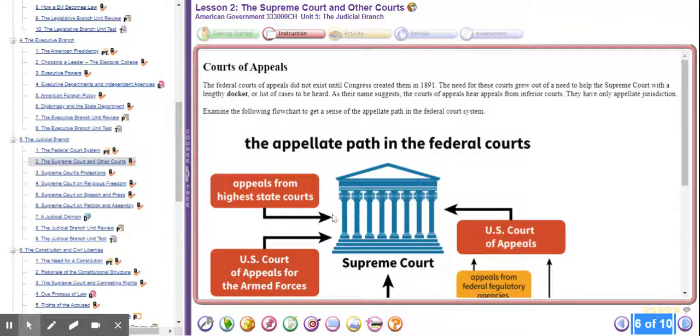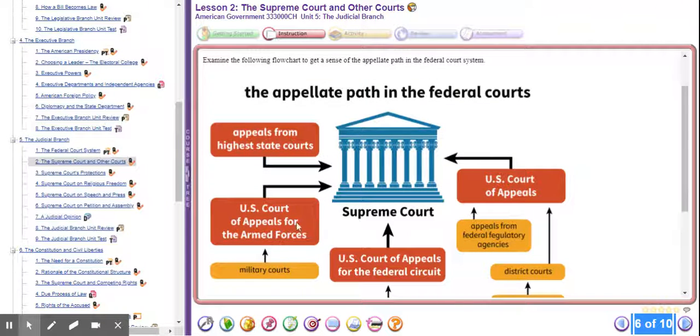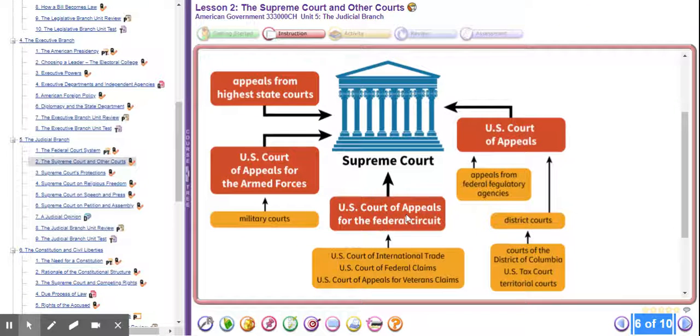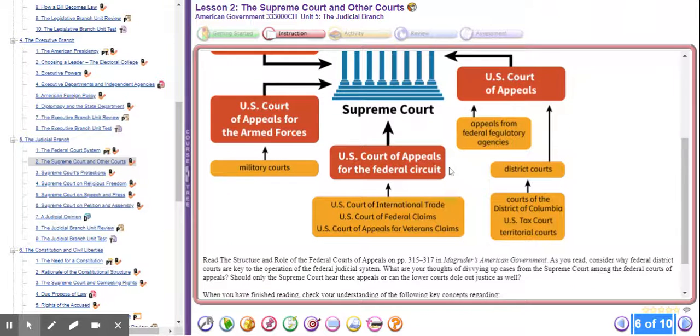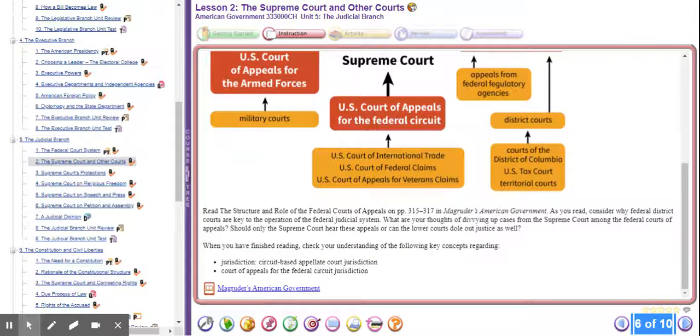Well, the Supreme Court can hear appeals from state courts, the U.S. Court of Appeals for the Armed Forces, which are military courts. The Supreme Court could hear from the U.S. Court of Appeals for the Federal Circuit, or the U.S. Court of Appeals. So there's all these different things that kind of feed into the Supreme Court. But again, remember, the Supreme Court's here, and then there's kind of all of these layers of other courts underneath it. And you're going to read more about that on 315 to 317. And as you read, think about why federal district courts are key to the operation of the federal judicial system.